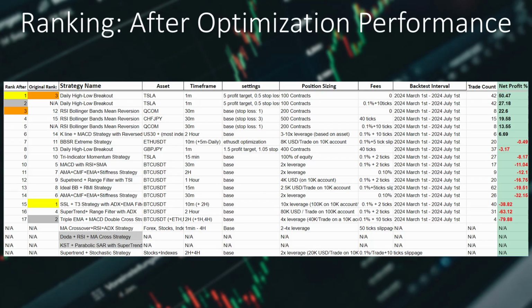Okay, here's a screenshot of the after optimization ranking sheet. I will leave the link to both of these ranking sheets down in the description and you can check it out for free.